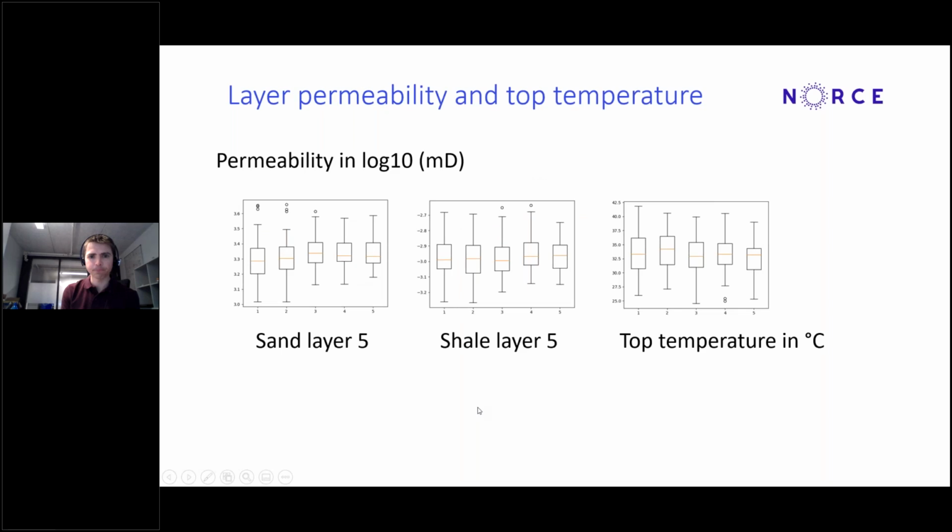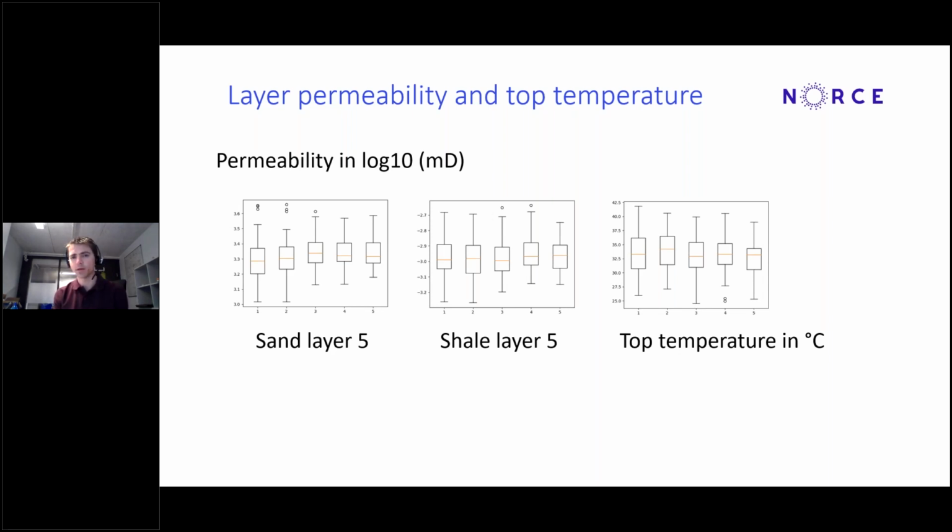Next. So now we also look at the permeability in the sand layer and the shale layer. I've just picked layer 5 here, but it's the same story in most of the layers, that there is little variation and it's less sensitive to this. And also in contrast to what Sarah presented, this result didn't show a very clear sensitivity to the temperature, which, at least for me, was a bit surprising.